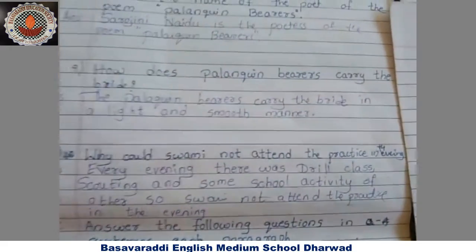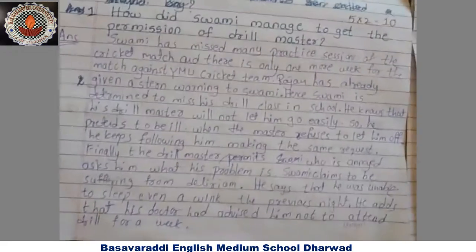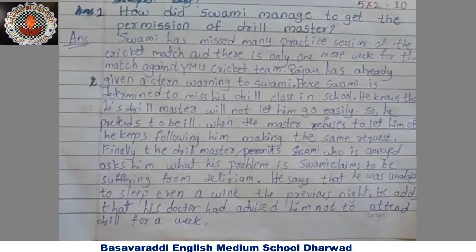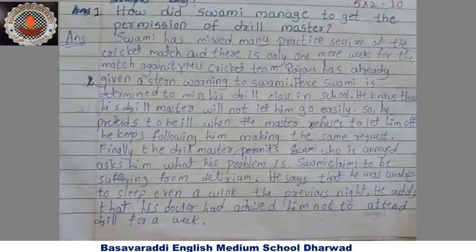Okay, answer the following questions in a paragraph. How did Swami manage to get the permission of the drill master?